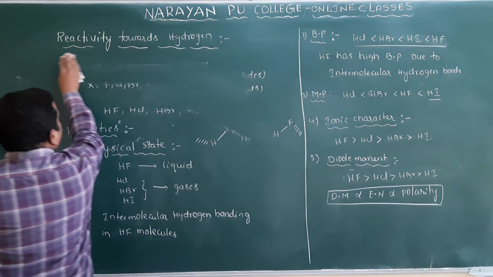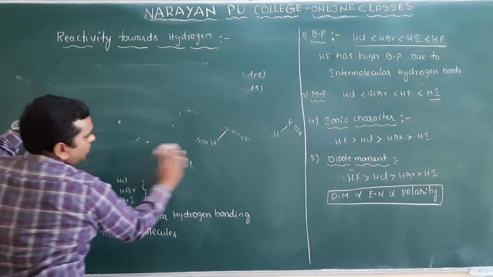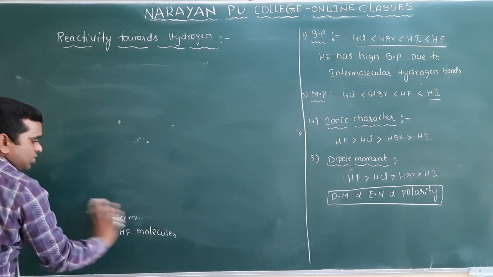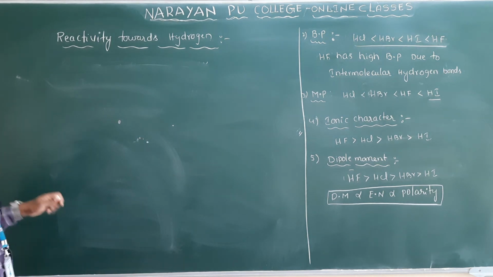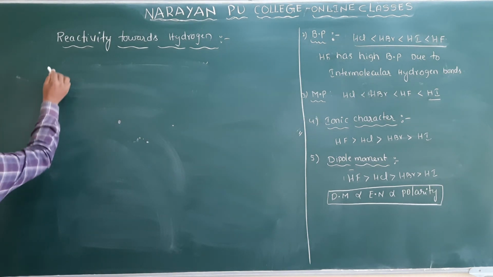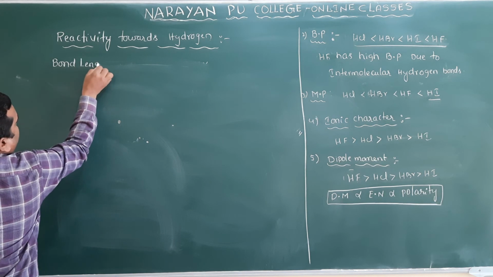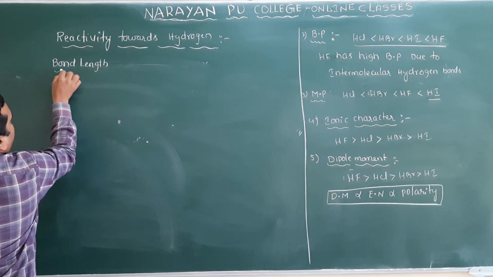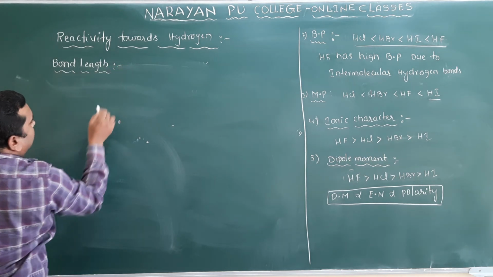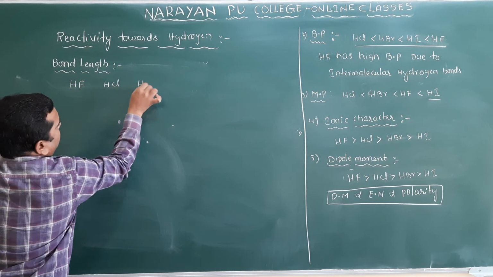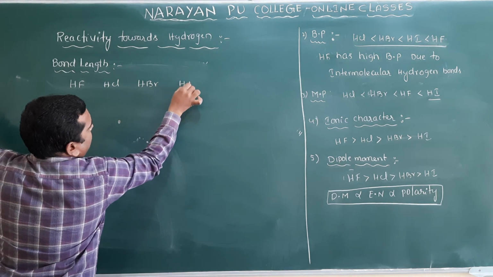And the next one is bond length. Put the heading bond length. So these all are there in the NCERT textbook only. Clear? So next one is bond length. Some are there and some are not there, but important here is bond length. Clear? So if I compare here HF, HCl, HBr and HI.